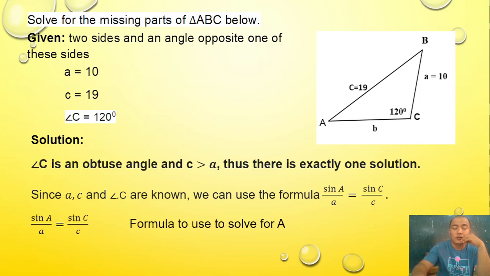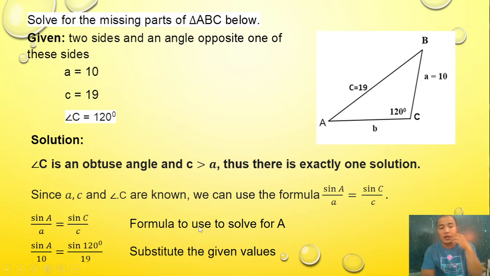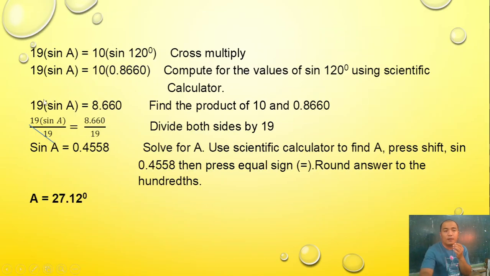This is the formula to use to solve for sine A, I mean the angle A. So sine A over 10 is equal to sine 120 over 19. From this formula, you can solve for angle A. Cross multiply: 19 by sine A, 10 by sine 120. In your calculator, sine 120 times 10 divided by 19, this is the answer.